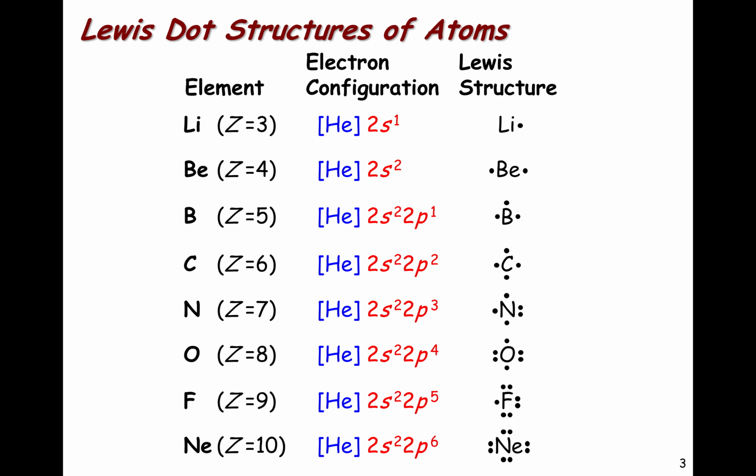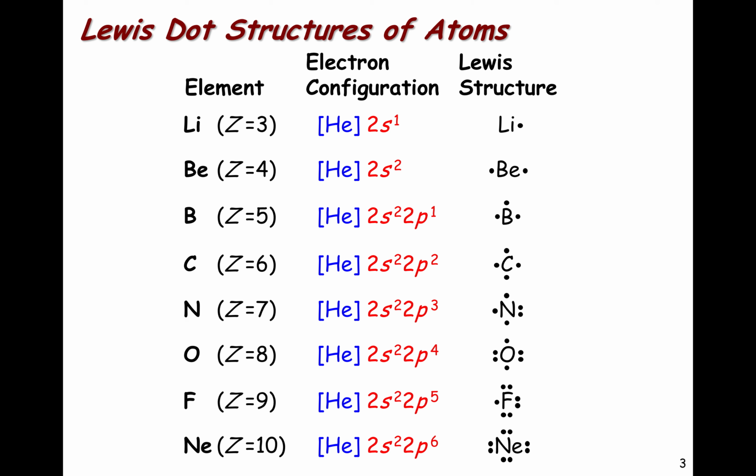Shown here are the Lewis dot structures for the elements lithium through neon, the second period elements. So in the case of lithium, there's only 1 valence electron, so hence the Lewis dot structure has only a single dot associated with it. The beryllium atom would have 2 valence electrons. We put the 2 electrons on opposite sides of the atom.